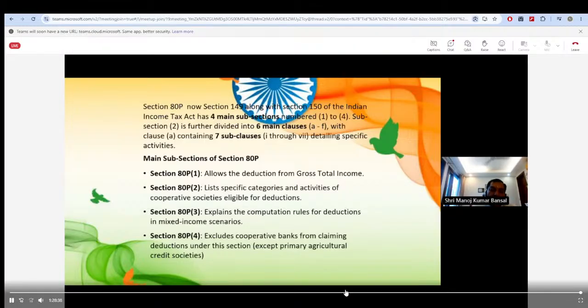Means 80P(4) says cooperative banks cannot claim deduction under Section 80P. However, primary agriculture credit societies can avail. So if you are doing a banking business, that benefit will not be available. But if you are an agriculture bank providing to farmers who are the members, then this benefit is available.